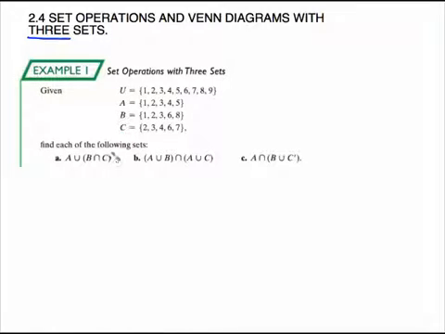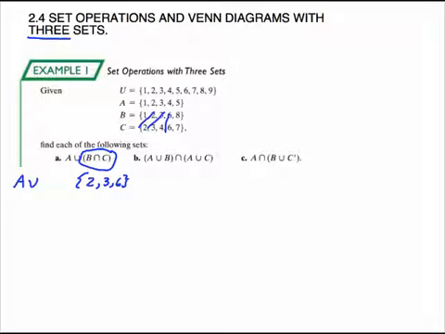So this says A union, B intersect C in parentheses. We've got to do this in parentheses first. So this will be set A, union, with whatever happens for B intersect C. Intersect means what's in common. So what's in common between B and C is 2, 3, and 6. So this is the set that contains 2, 3, 6.